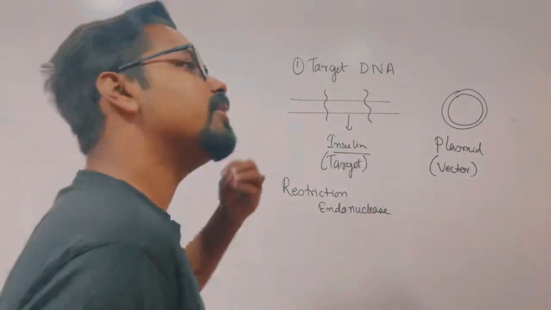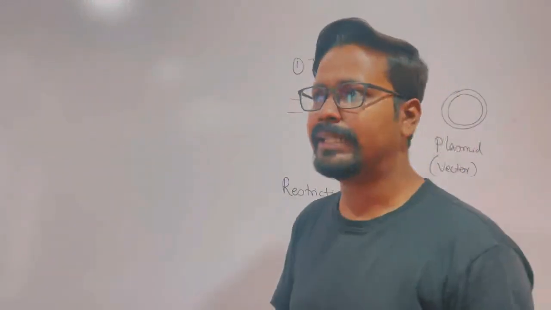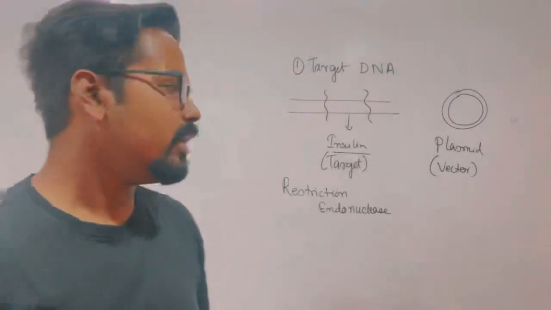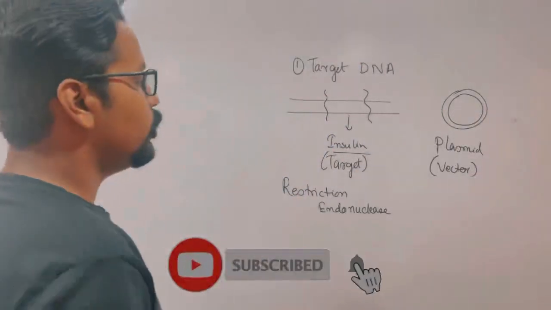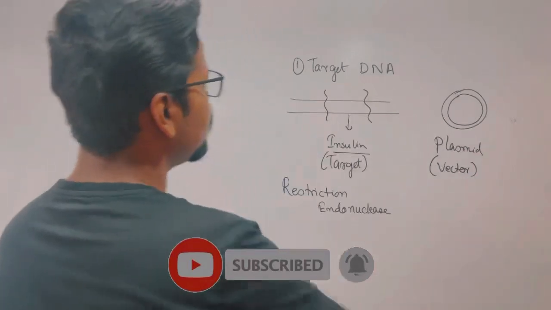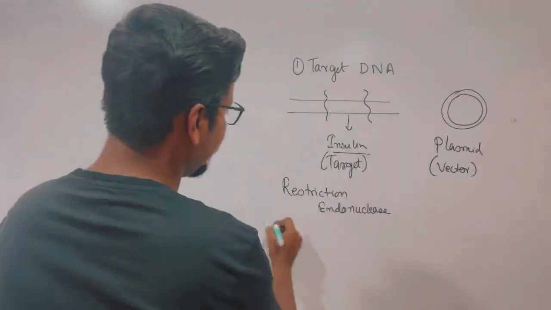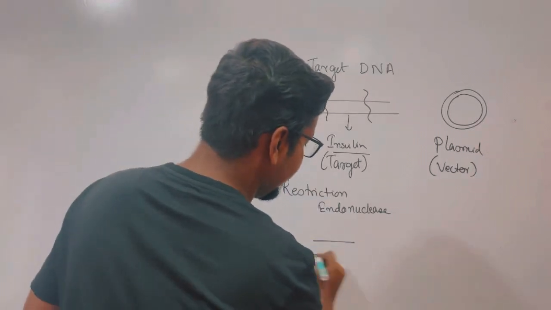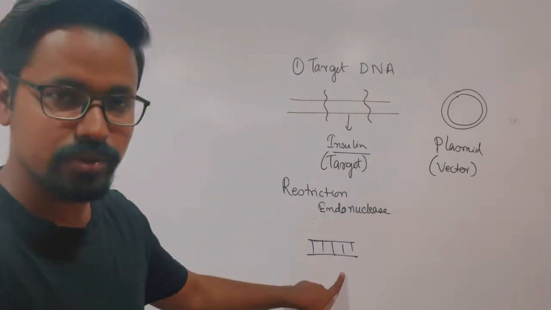I can use a variety of endonucleases like BamHI, then we have EcoRI. So there are a lot of endonucleases. We will study about that in our future videos. So we need a restriction endonuclease that will cut out our insulin. After we cut it out, what we get is our target DNA. This is our target DNA that we need. This is our insulin gene.